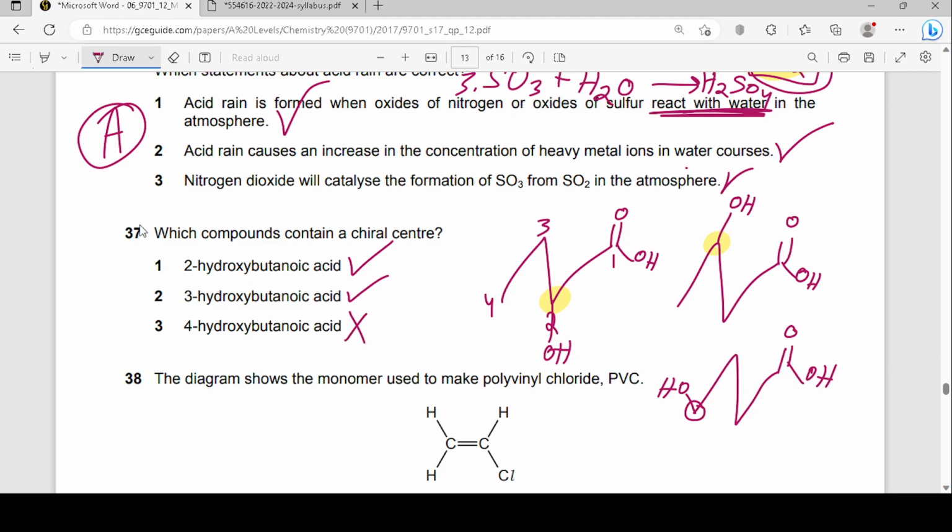So it means that 3 is wrong. So 1 and 2 are right, which means the answer must be B. Okay, so yeah, next question.